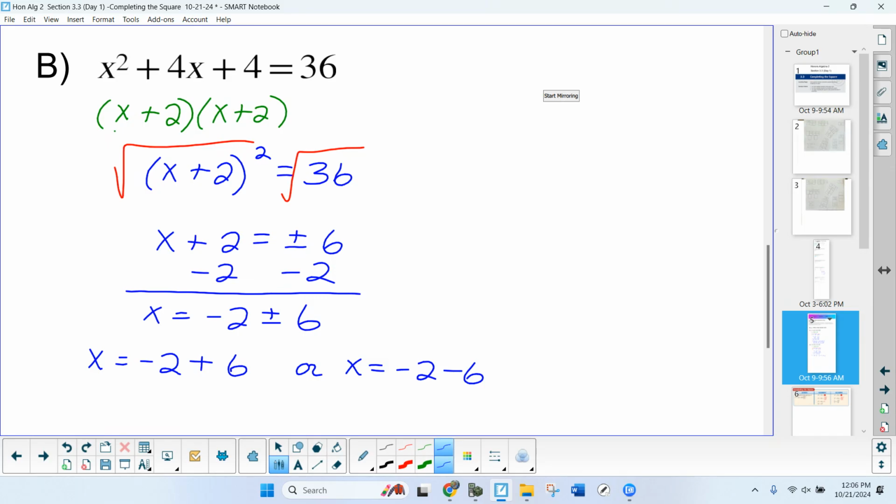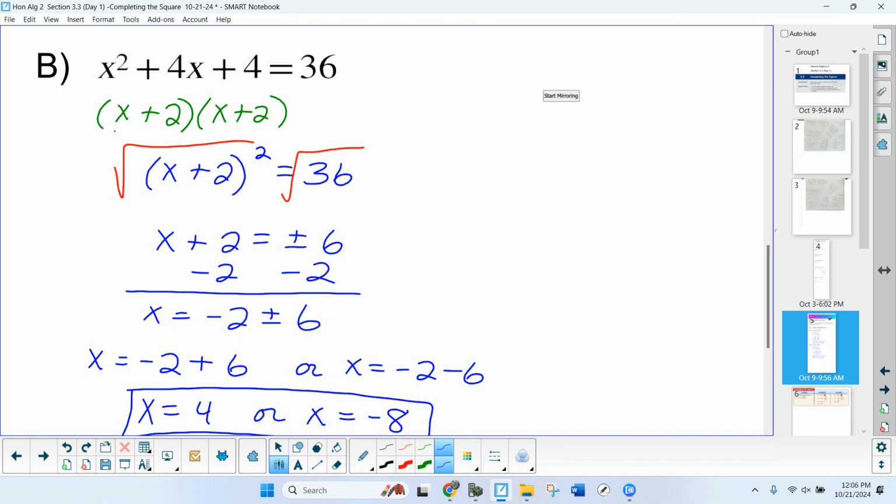What's negative 2 plus 6? 4. Or negative 8. How did you guys do on those? Good? Any questions? Okay, this is getting us ready to complete the square.